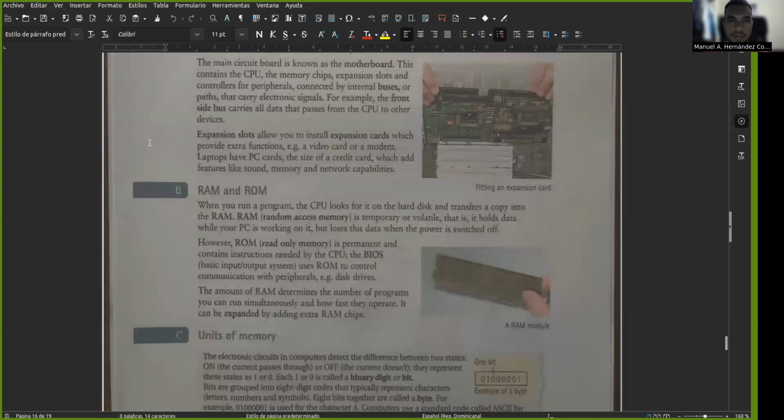The main circuit board is known as the motherboard. This contains the CPU, the memory chips, expansion slots, and other controllers for peripherals connected by internal buses, or paths that carry electronic signals. For example, the frontside bus carries all data that passes from the CPU to other devices.